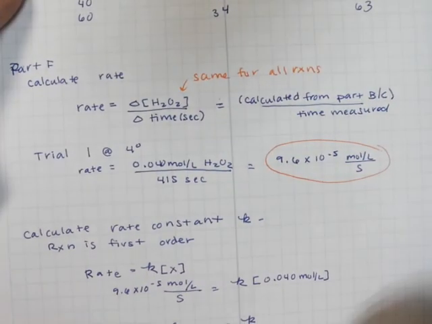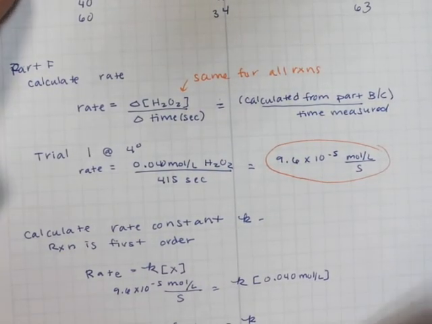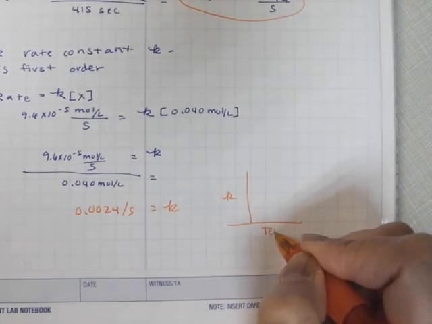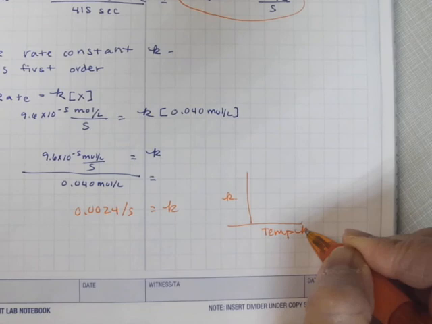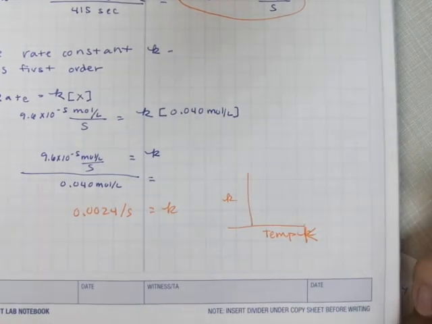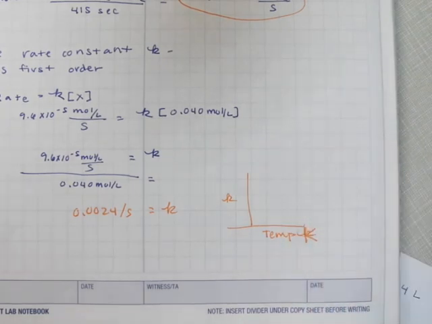So you're going to go through and calculate K for each of these things, and then you will graph the K versus temperature in Kelvin, and then you can observe what the line looks like. So it might be linear or exponential. That's going to be for you to figure out.